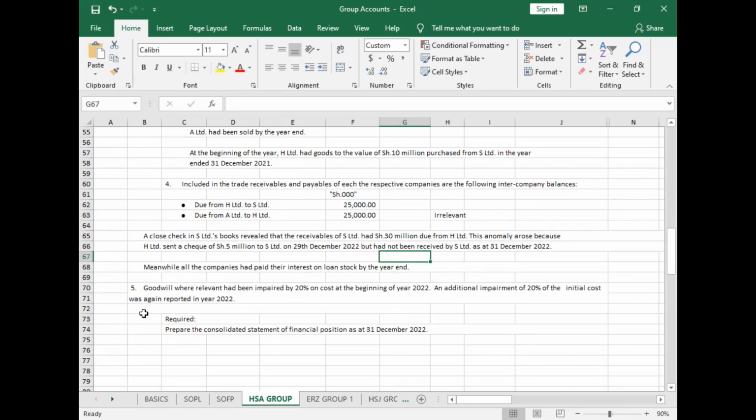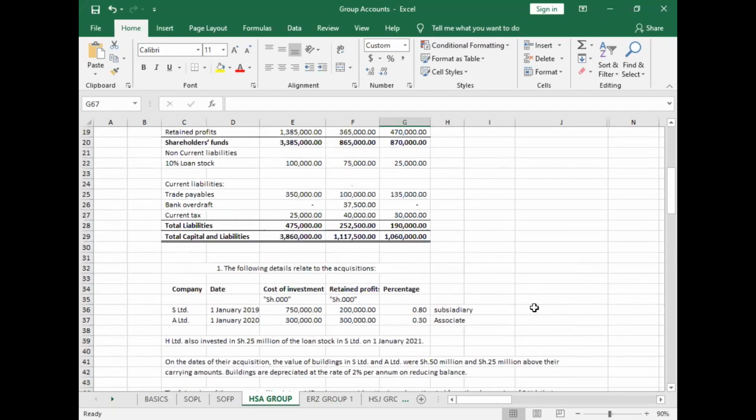Then additional information number 5 says goodwill where relevant has been impaired by 20% on cost at the beginning of the year 2022. An additional impairment of 20% of the initial cost was again reported. So this one is like the straight line method. At the beginning, this was what was accumulated, and for the year, 20% is also required. Prepare a consolidated statement of financial position for the year ended 31st December 2022.